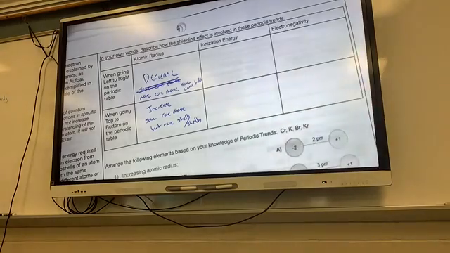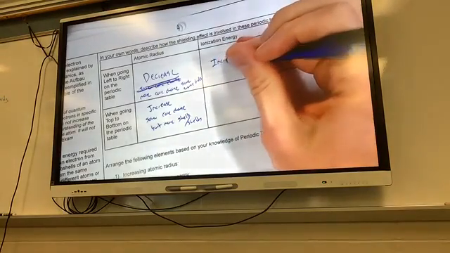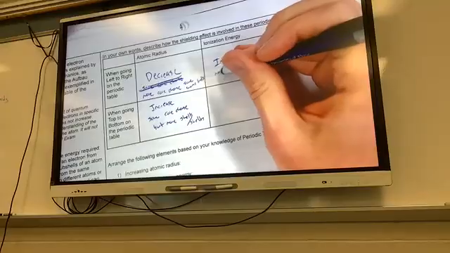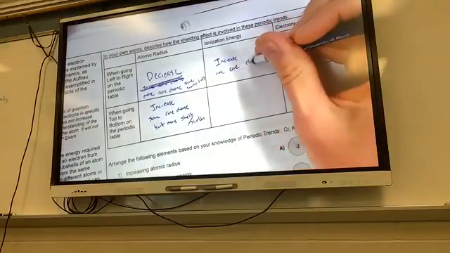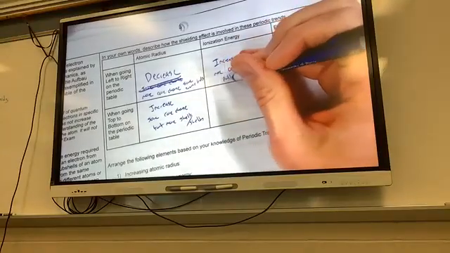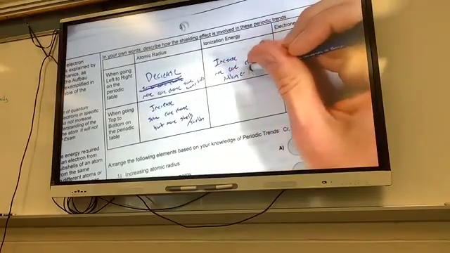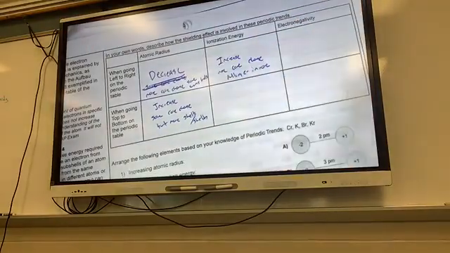Ionization energy as I go left to right. It's going to increase. Why? More core charge, closer to the nucleus, pulling electrons in more. Therefore it's harder to remove an electron.